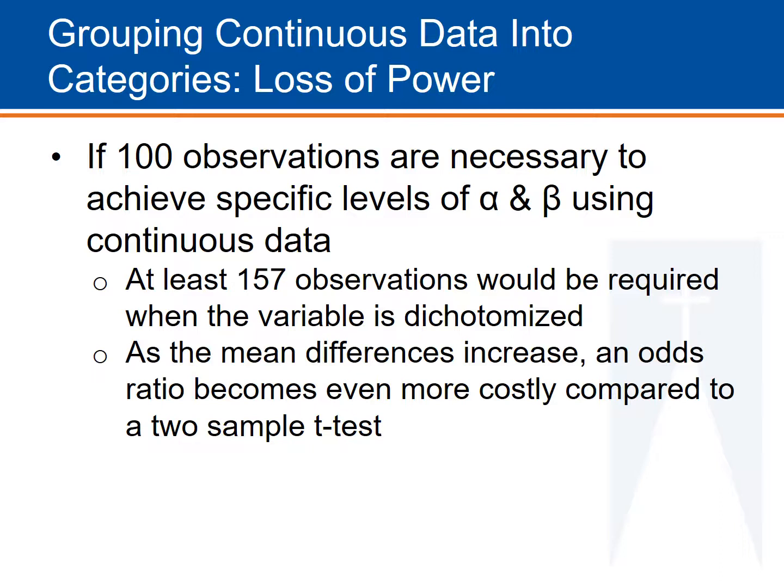At the end of the chapter, the authors describe how grouping continuous data into categories results in the loss of power. And they give the example of 100 observations. If 100 observations were necessary to achieve specific levels of alpha and beta, in other words, your type 1 and type 2 errors, using continuous data, you would then need at least 157 observations in order to get those same alpha and beta levels if the variable is dichotomized. So this is just to demonstrate the degree of the loss of power. And as the mean differences increase, odds ratios become even more costly compared to a two-sample t-test.